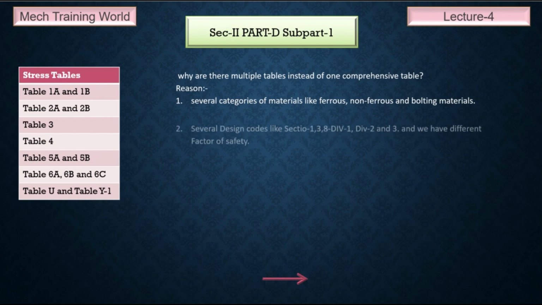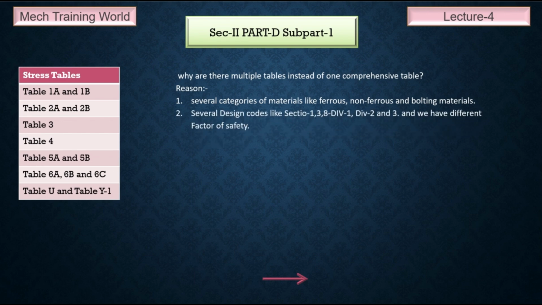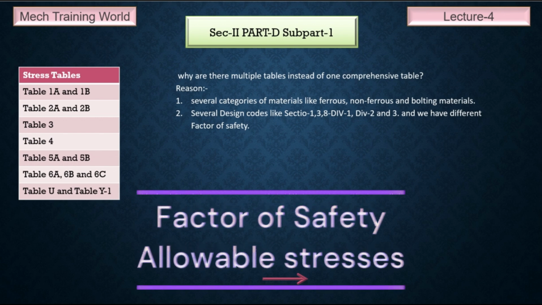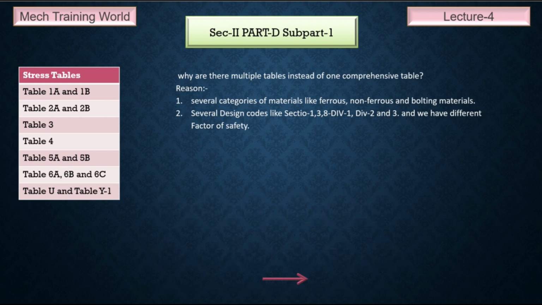And we have one more point. We have several design codes in ASME BPVC, like Section 1 for power boilers, Section 3 for nuclear, Section 8 Division 1 for general pressure vessel applications, and Section 8 Division 2 and Division 3 for high pressure vessels. Each code has its unique factor of safety, which means we require different allowable stresses for different codes. This leads to the need for multiple tables instead of one comprehensive table. I hope now you understand why the code gives these many tables.